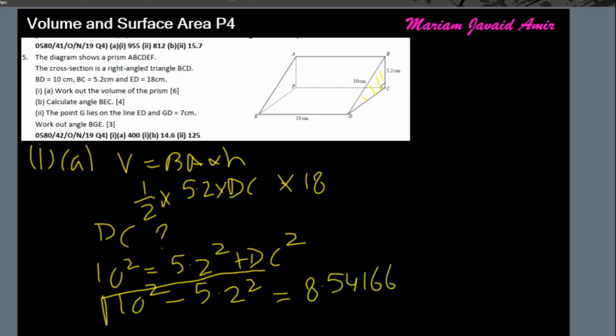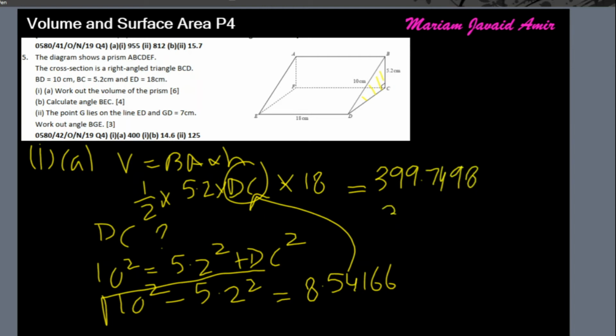This gives me 8.54166, etc. And alright, so I'll substitute this value here and get 0.5 times 5.2 times answer times 18, which gives me 399.7498. So this is 400, correct to three significant figures.